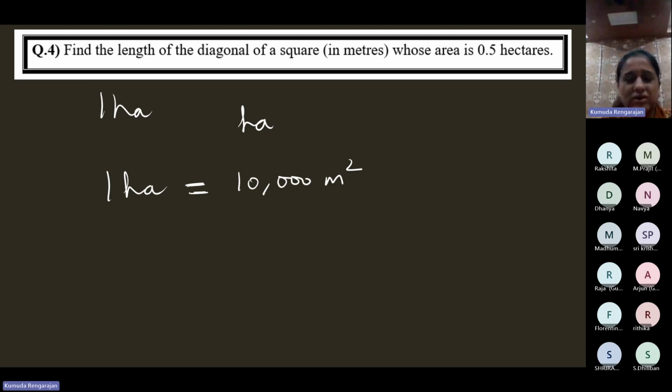So I think you would have done this. You've done everything, but this one looks simple. So area is 5,000 meters square. And we need to find the length of the diagonal. What's the formula to find the length of the diagonal? Root 2a.